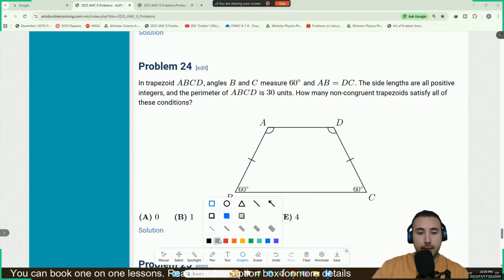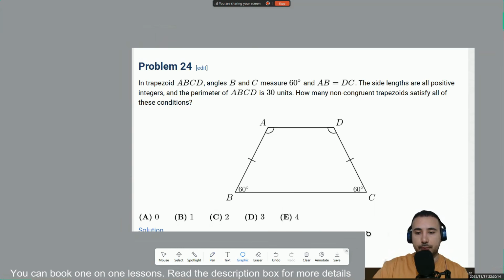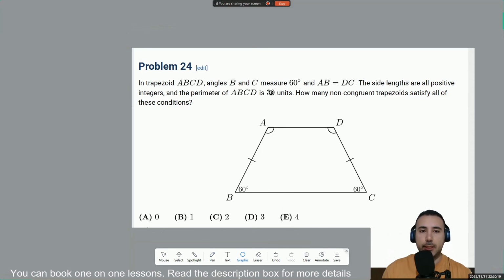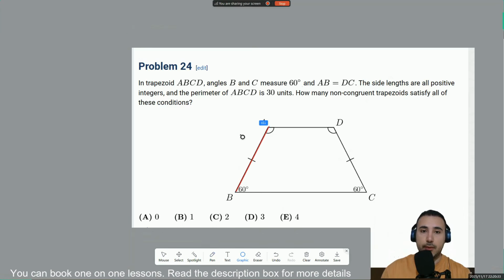Now let's go and actually deal with this one. We're going to have this one here. Okay. So let's read the question. In trapezoid ABCD, angles B and C measure 60. Of course, AB is equal to DC. Of course, the side lengths are all positive integers. Very important. So this is an integer. And the perimeter is 30 units. Okay. How many non-congruent trapezoids satisfy all of these conditions?